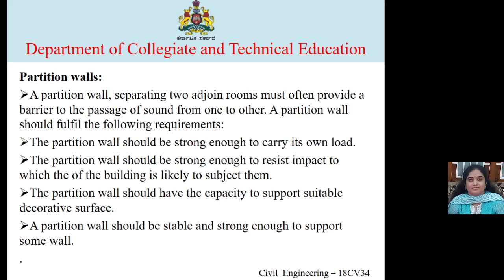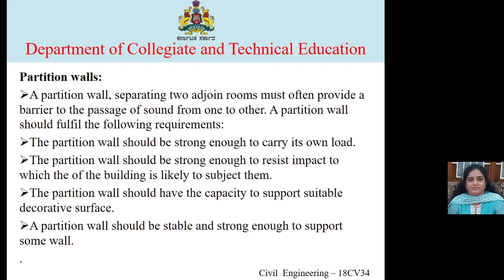The partition wall should be strong enough to carry its own load. The partition wall should be strong enough to resist impact to which the building is likely to be subjected. The partition wall should have the capacity to support a suitable decorative surface. That is nothing but sheets or sometimes tiles. They may stick the tiles on both sides to improve the appearance. Generally, PVC boards, wooden. A variety of materials are available.